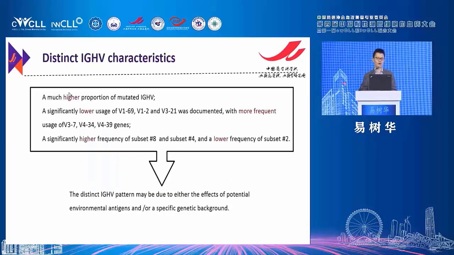So in total, we found a much higher percentage of mutated IGHV in Chinese CLL, and also lower usage of fragments 1-69, 1-2, and 3-21, but a higher frequency of usage of 3-7, 4-13, and 4-39. There is also higher usage of subset 8 and subset 4, but lower for subset 2.